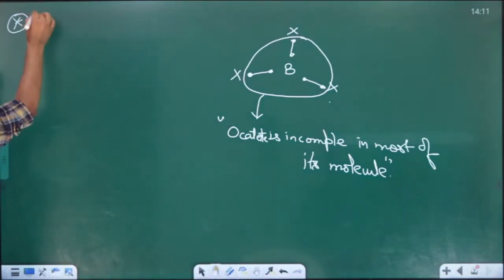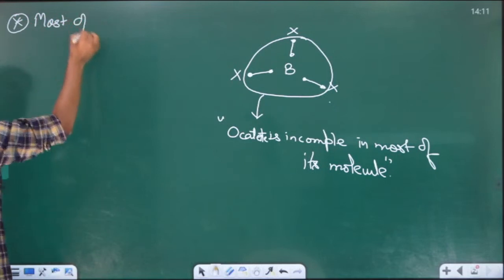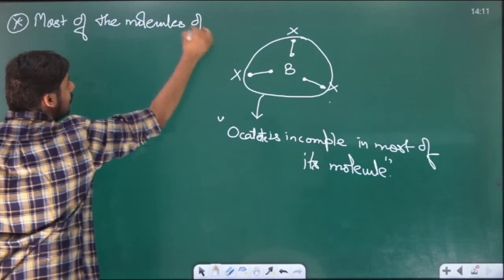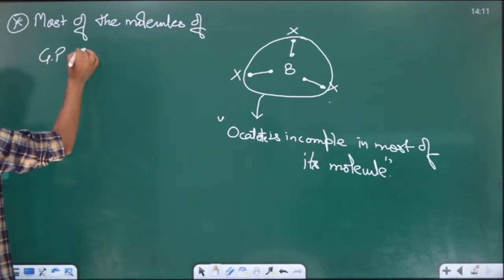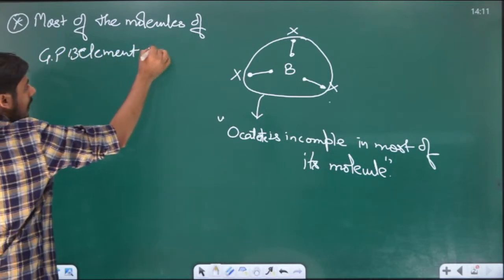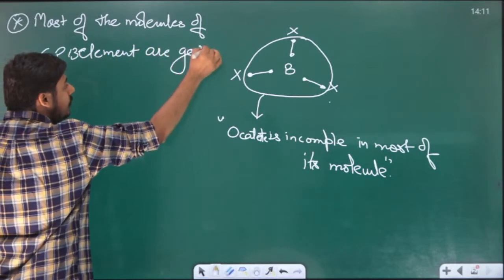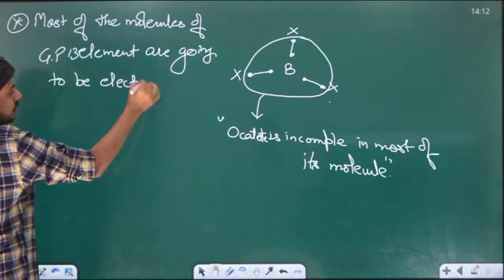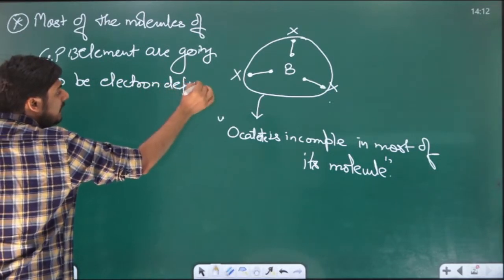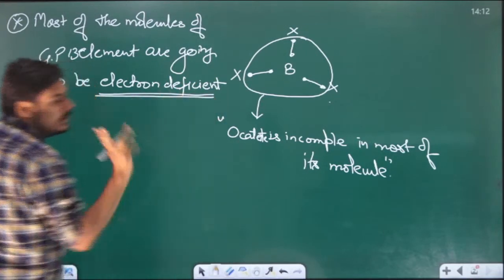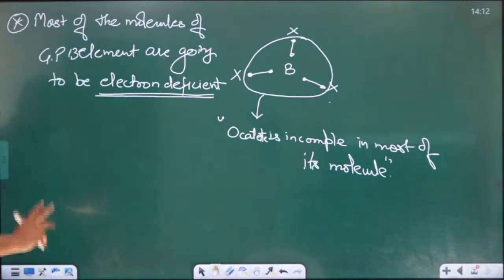I can say most of the molecules of group 13 elements are going to be electron deficient. Now whenever I write this term electron deficient, I am basically saying 2 things over here, either one of them or both combined. What are those 2 things?